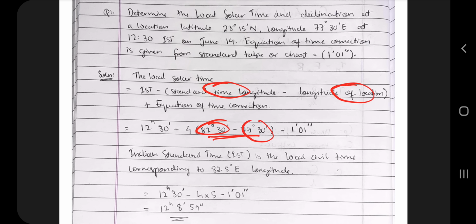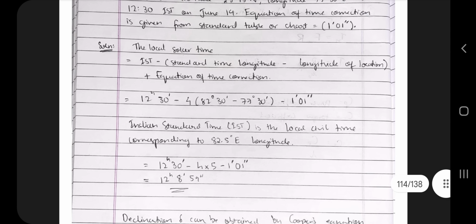If you subtract this, what answer do you get? 82 minus 77 is 5. So you'll be writing 5 here, and 4 is from here, and 12:30 will be here, minus 1:01, that is given here. That is the equation of time correction, which is present here.